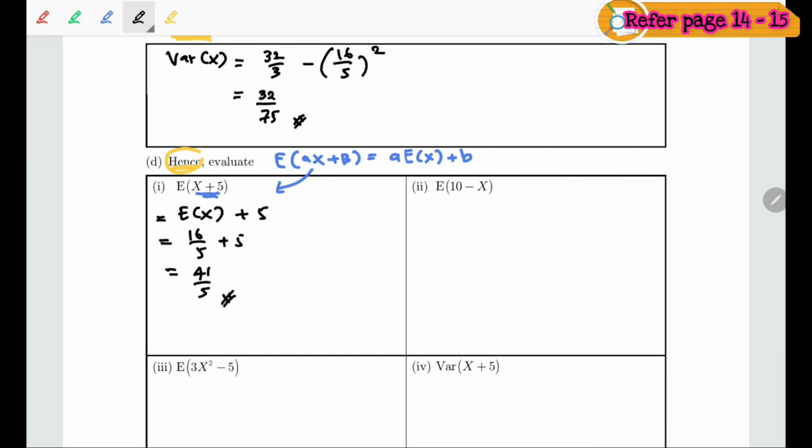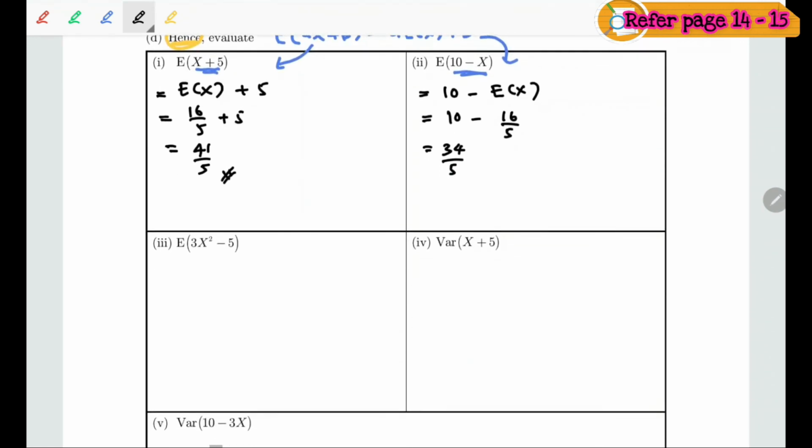Right, for the second Roman, applying the same properties. Okay, we are going to use the same properties, which is expected of 10 minus x equals 10 minus expected of x. So 10 minus expected of x equals 10 minus 16 over 5, which equals 34 over 5.